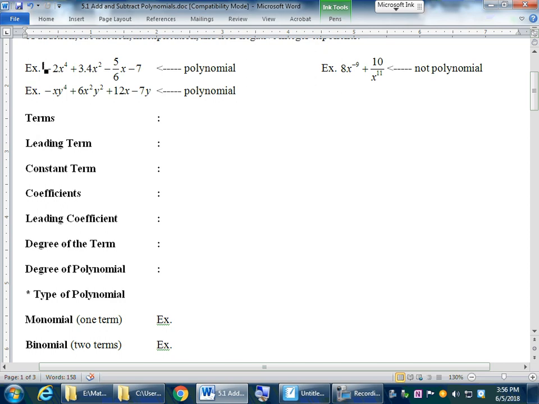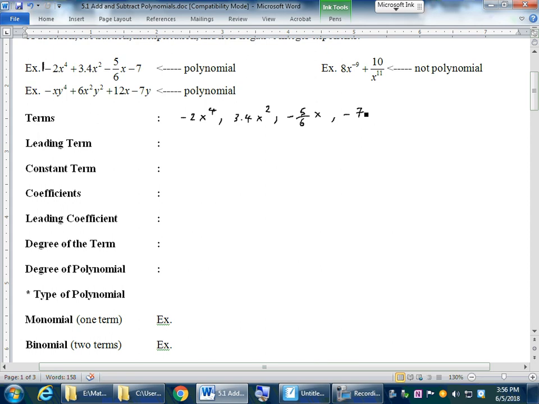So for example 1, there are 4 terms, which is negative 2x to the 4th is one term, and 3.4x to the second is another term, and negative 5 over 6x is another term, and lastly negative 7 is another term. So there is a total of 4 terms.